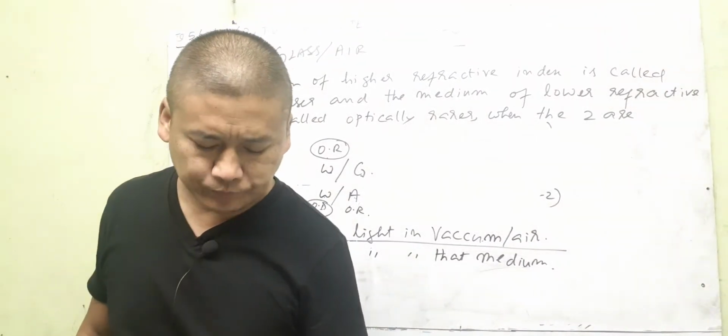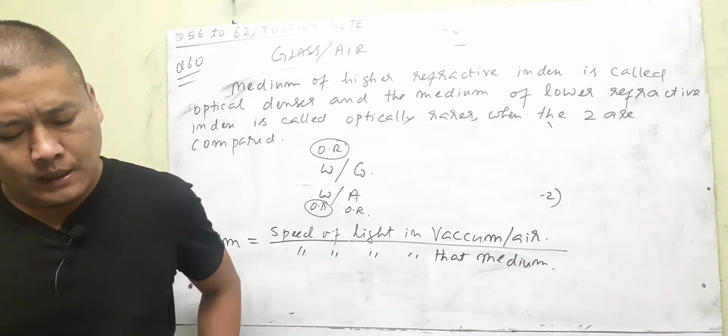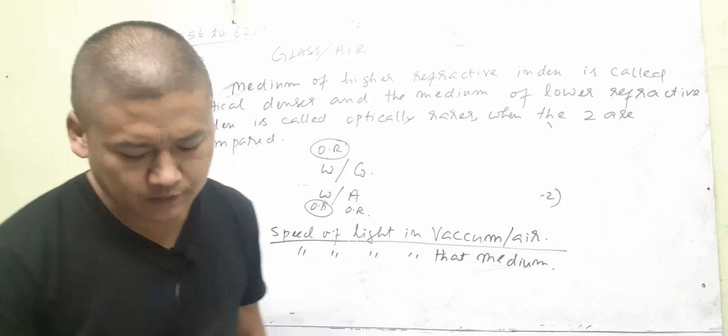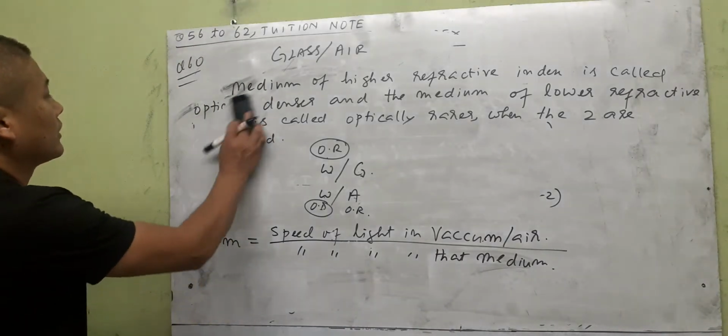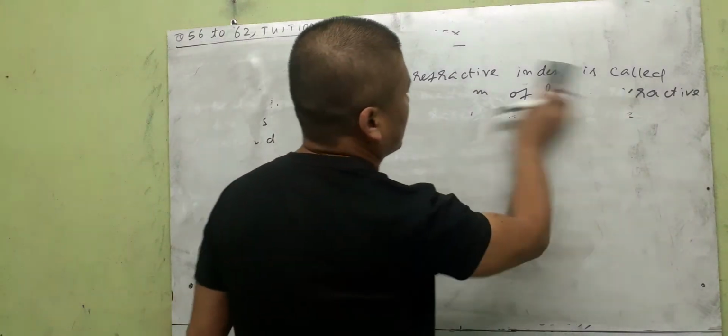Now 61. Optical density and mass density are not same. Why? Explain with an example. Mass density and optical density are not same. How can you prove that? Okay, write down question number 61. Important questions. These are all on your text.